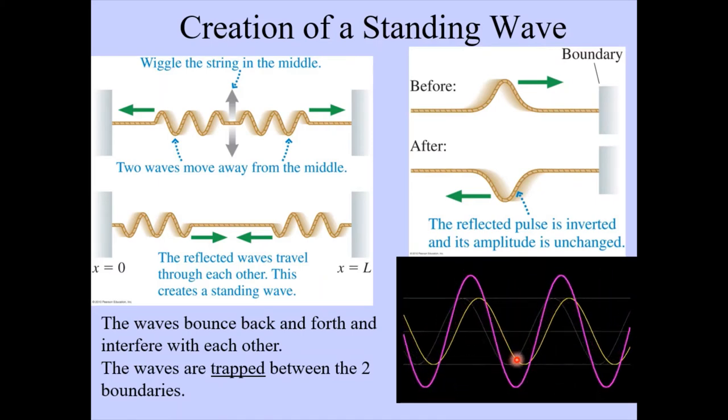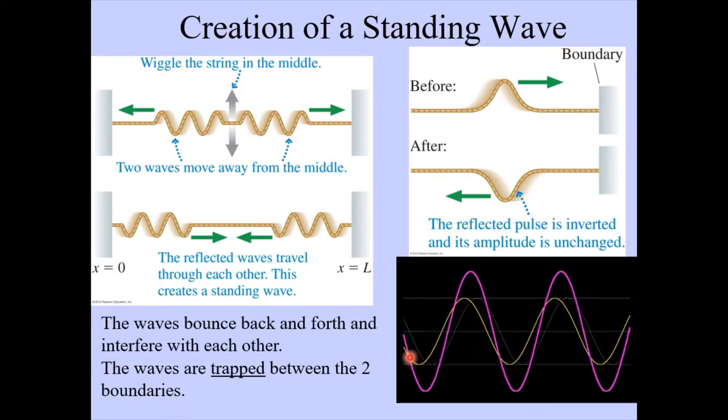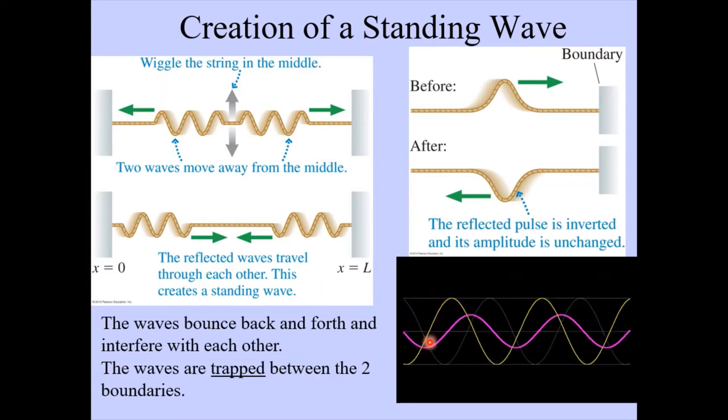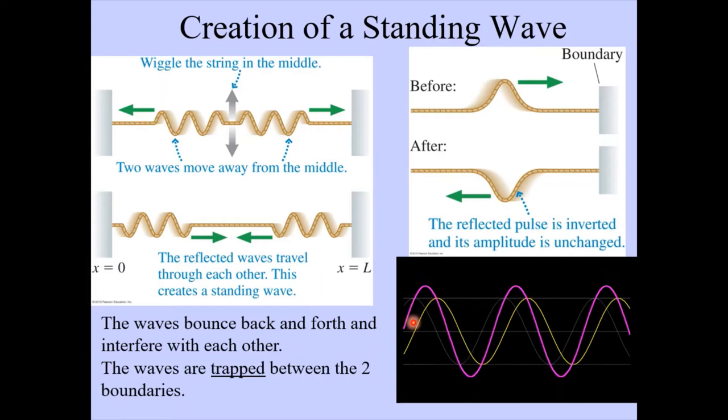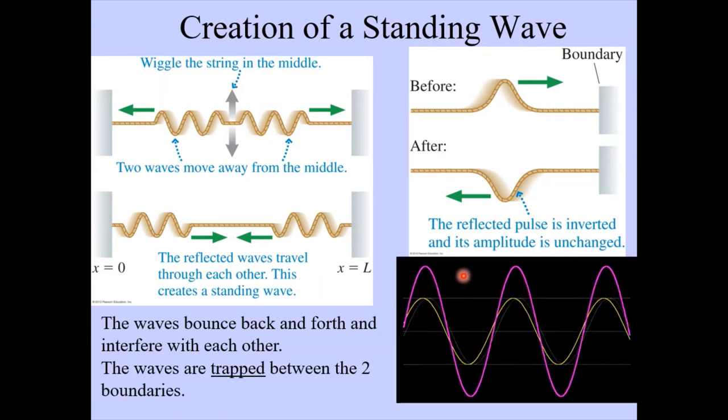The yellow wave here is going to the right. It looks like it's light blue, is moving to the left. But what we actually see is the purple wave, and that's the superposition or the addition of those other two waves. And notice the purple wave, it just bounces up and down.